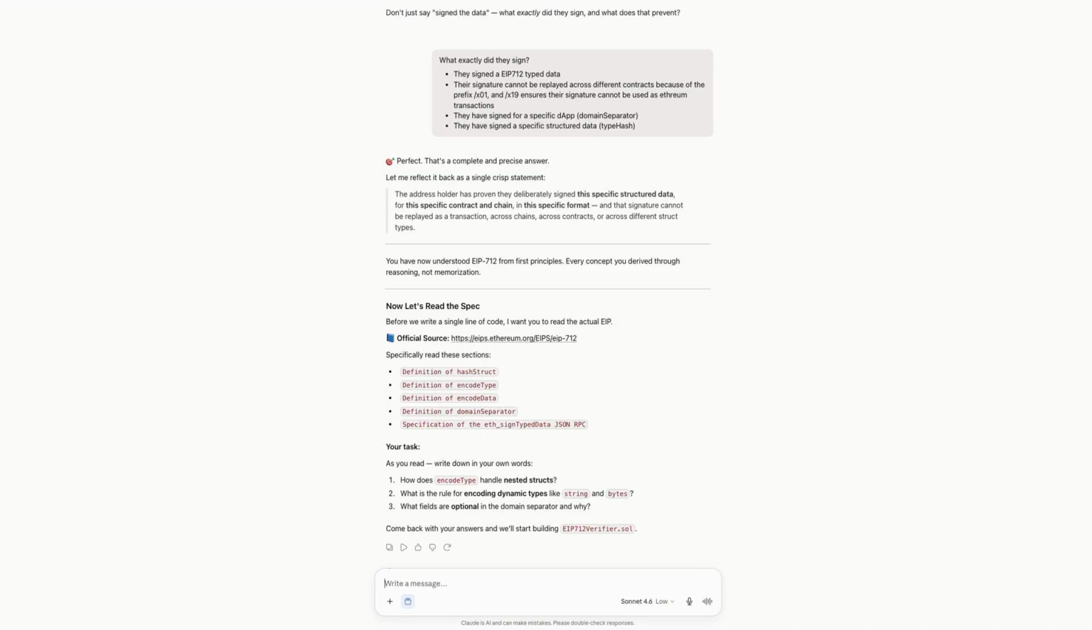Your task as you read, write down in your own words, how does encodeType handle nested structs? What is the rule for encoding dynamic types like string and bytes? What fields are optional in the domain separator and why? Come back with your answers and we'll start building EIP-712 verify and solve. So let us go to EIP-712. It is already opened. Definition of hashStruct.